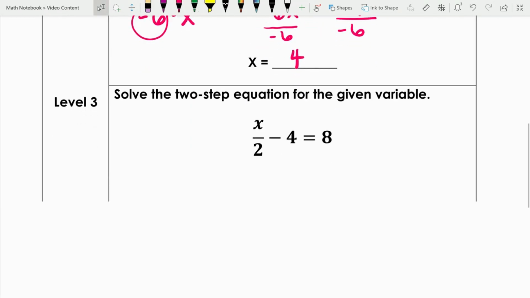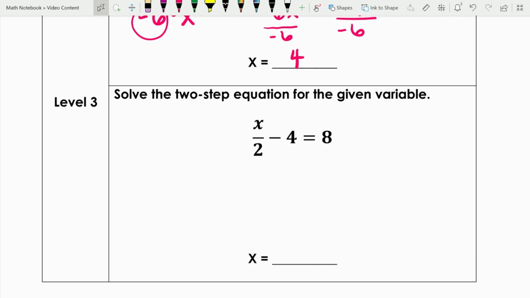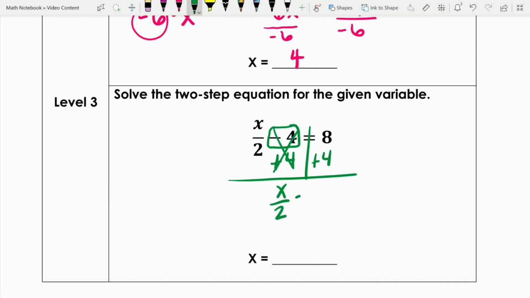Okay, our last problem, again, two steps. I want to get rid of this minus 4, so in order to do that, I need to do the opposite, which is plus 4 on both sides. So negative 4 plus 4 is 0, and I'm going to bring down the x over 2. And then I have 8 plus 4. 8 plus 4 is 12.